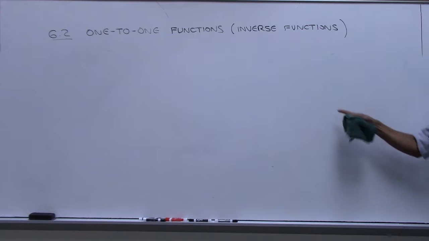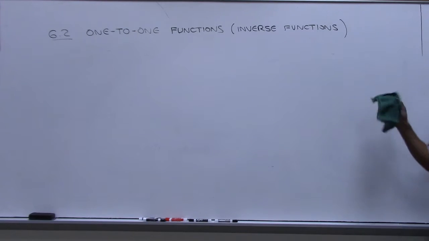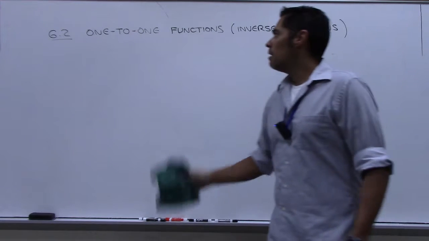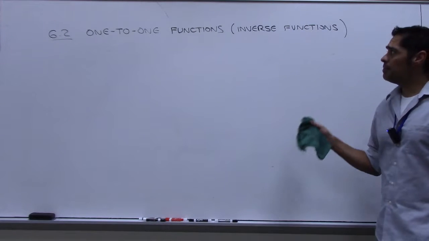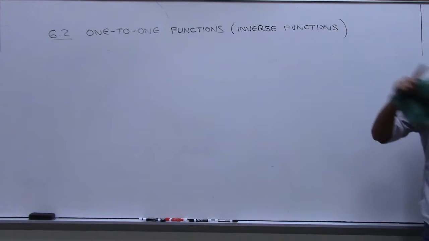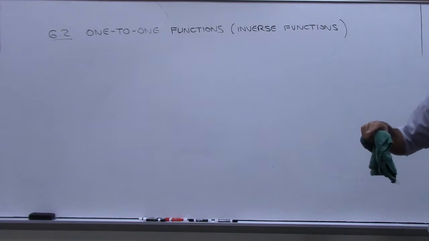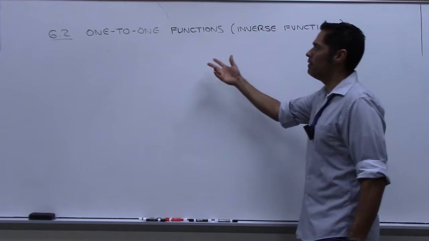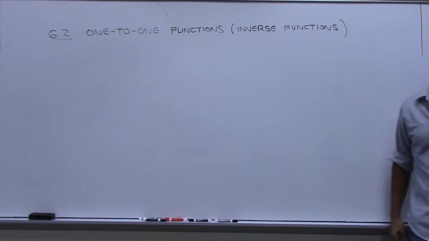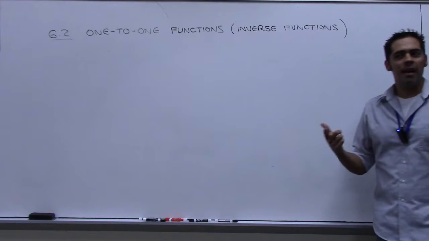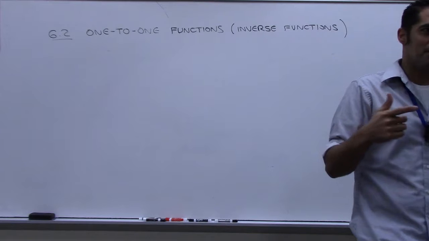Okay. One-to-one functions, 6.2. This is the only thing we're covering today. This concept comes into play a lot later on, especially in pre-cal and in calculus. This general concept of having a one-to-one function and therefore what's called an inverse function. So remember last time, it was a week ago that we met.